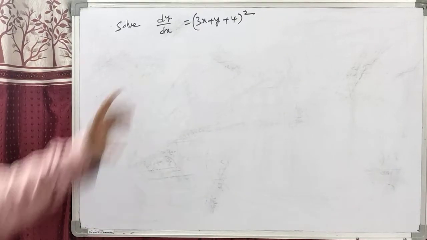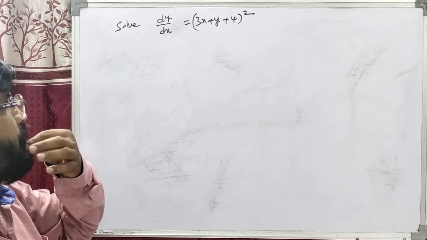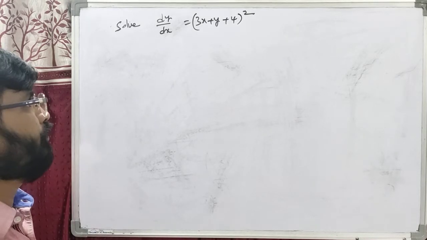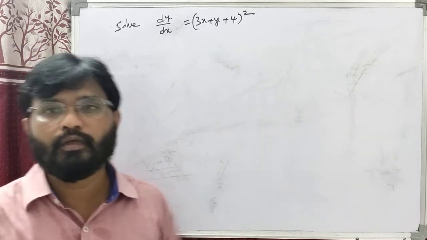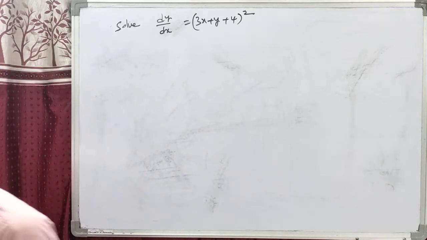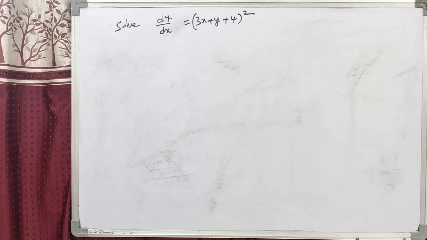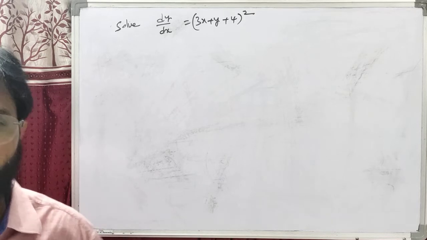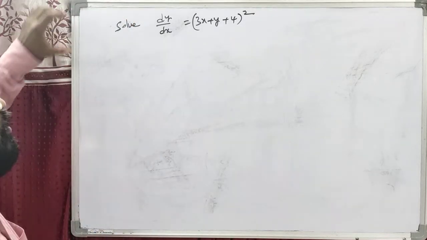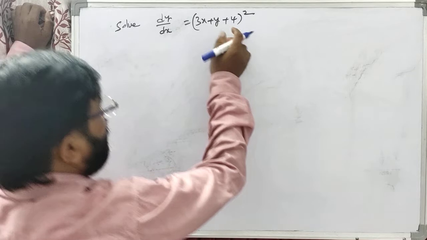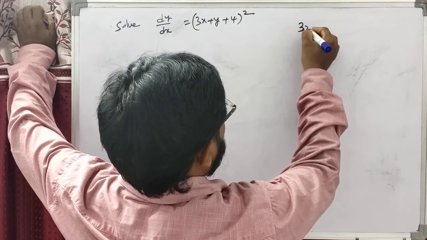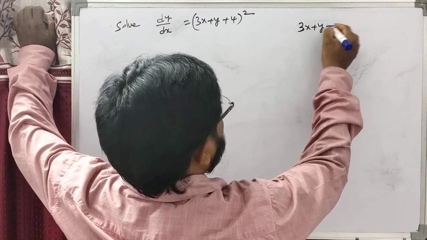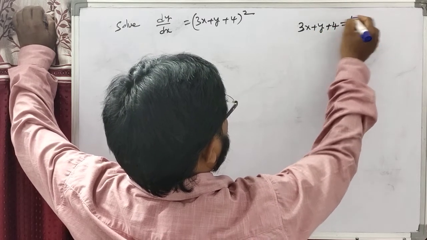So here, students, dy by dx equals 3x plus y plus 4 equals 0. The differential equation, how to apply variable separable here? This is the differential equation reducible to the variable separable method. Reducible to the variable separable method means, how can you reduce it? The simple logic here, students, is that 3x plus y plus 4 is t.